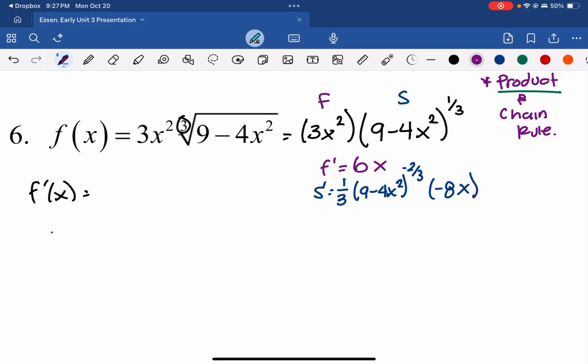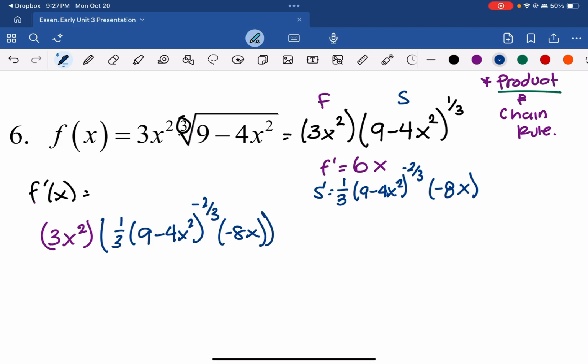So the first is our 3x squared times the derivative of the second one. So 1/3 times 9 minus 4x squared to the negative 2/3 times negative 8x. Plus the second, so 9 minus 4x squared to the 1/3 times the derivative of the second, so 6x.